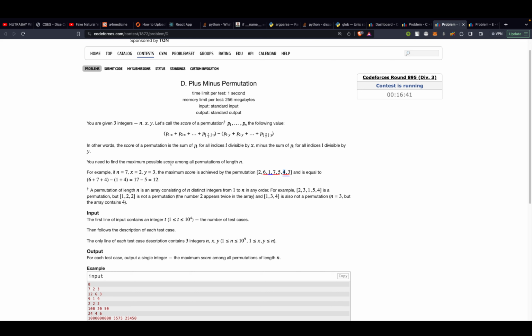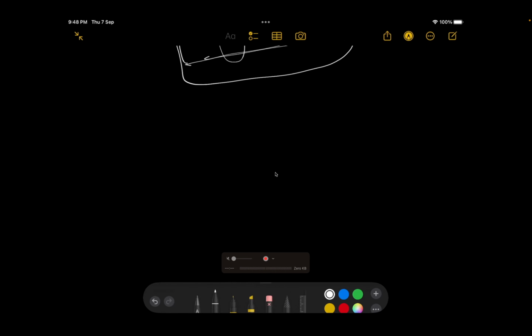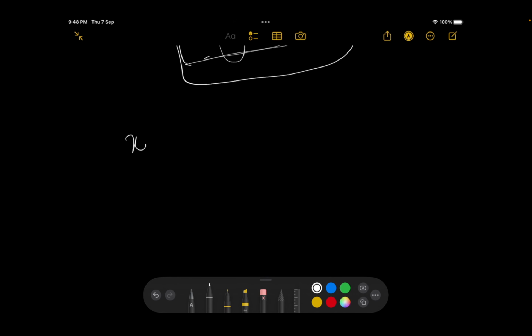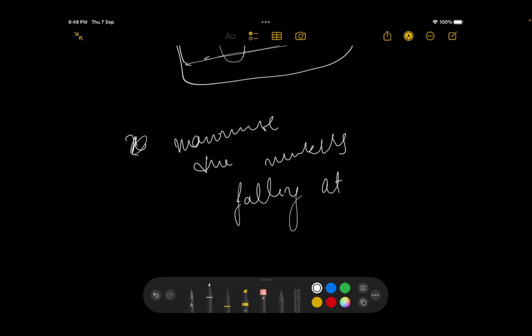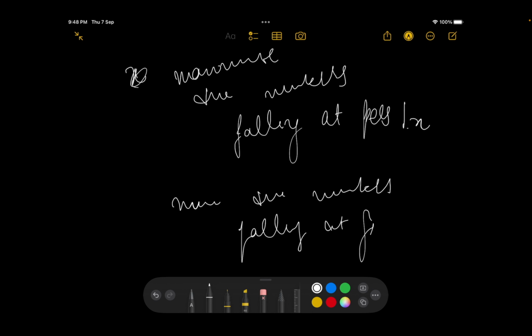Now, a fairly simple problem; just basic or high school mathematics is required. So let's quickly go through it. Basically I want to maximize the numbers falling at positions divisible by x, and minimize the numbers falling at positions divisible by y.